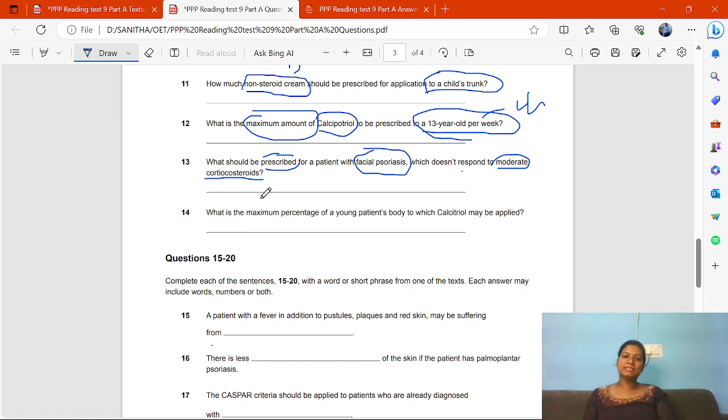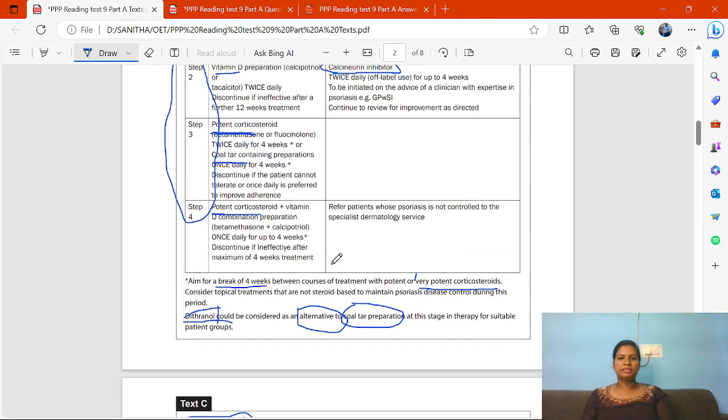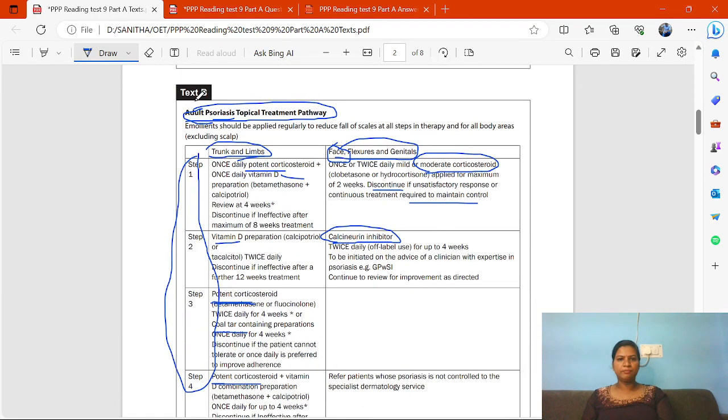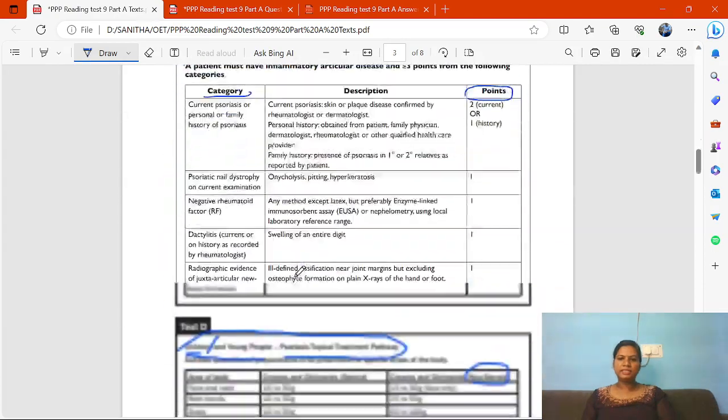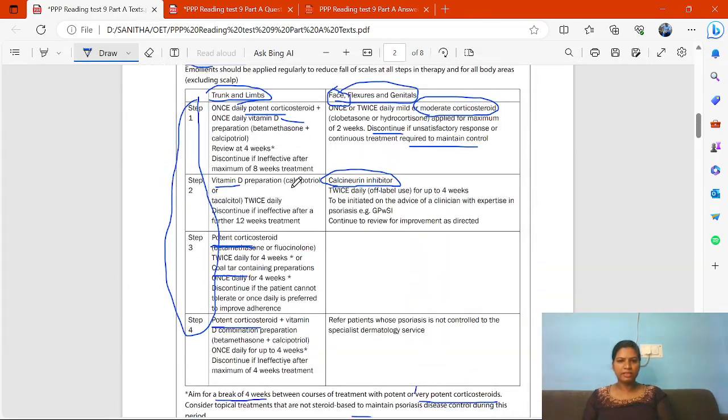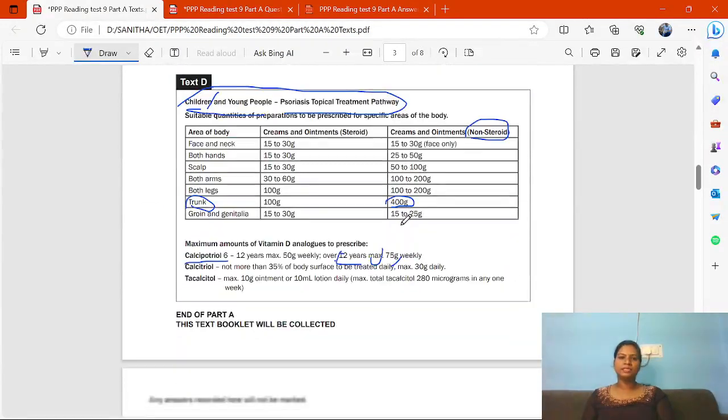What is the maximum percentage of a young patient's body to which calcitriol may be applied? What is the maximum percentage? Young patient, see, young patient is one keyword. Maximum percentage, calcitriol may be applied. Calcitriol is another keyword. Okay, go to the medication. What medication is in test B and test D? See, calcitriol here is also given, but young patient is not given here, and percentage is also not given anywhere in this passage. So you have to go to test D.